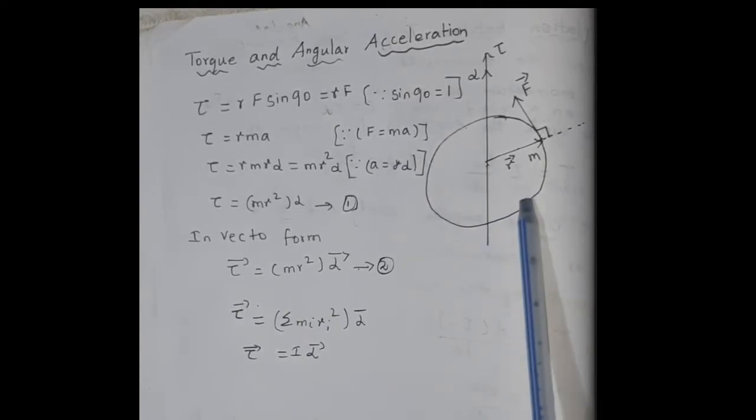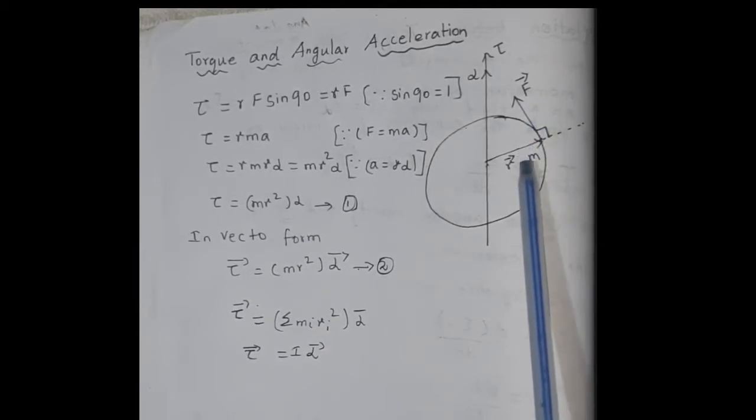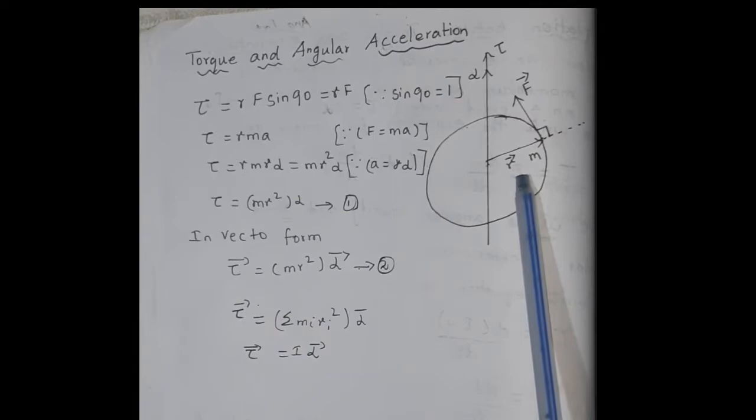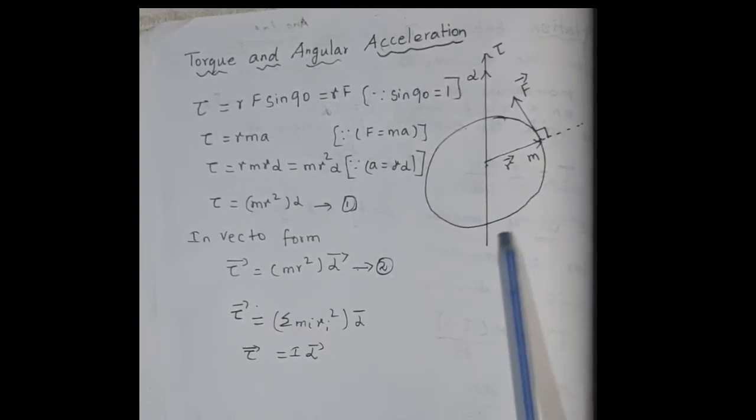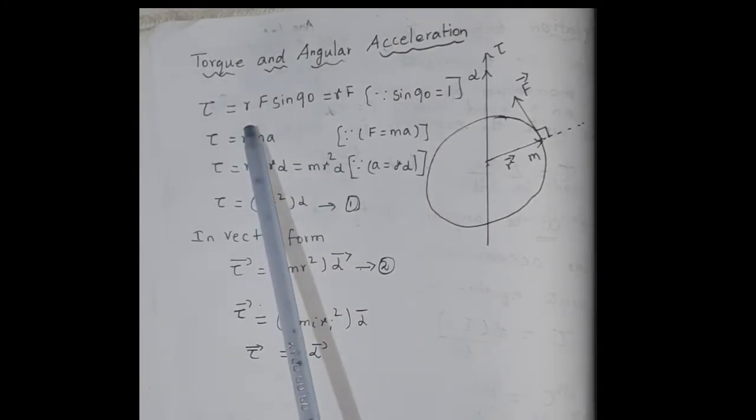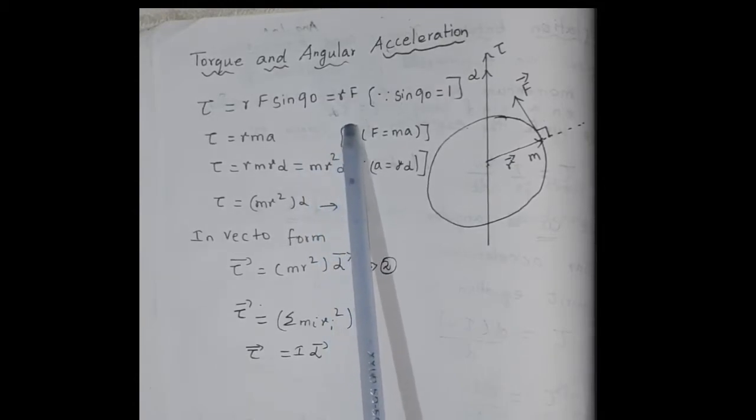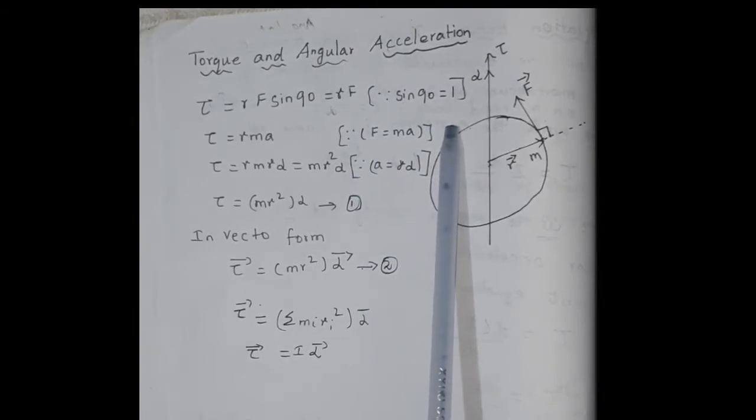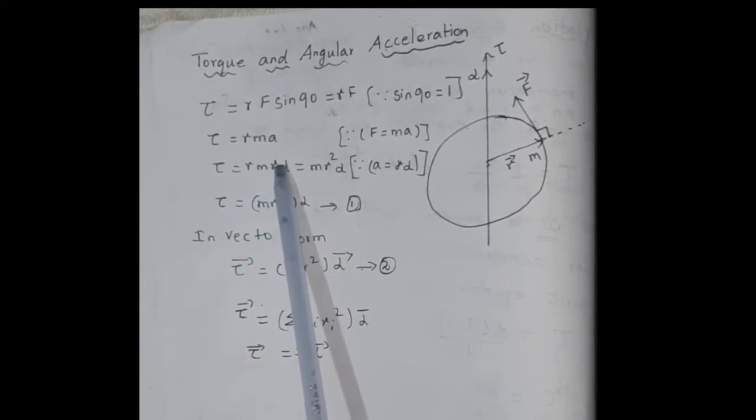This force F vector is perpendicular to the position vector r vector of the point mass. The torque produced by the force on the point mass m about the axis can be written as tau is equal to r F sin 90 degrees. That is equal to r F, since sin 90 degrees is equal to 1. So tau is equal to r F.